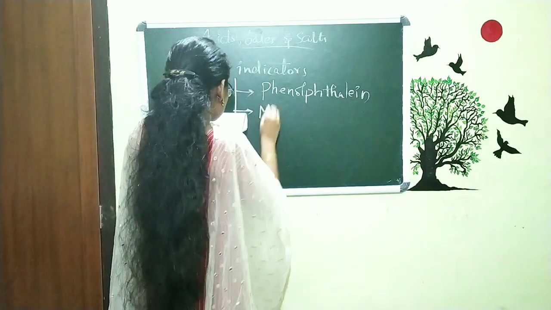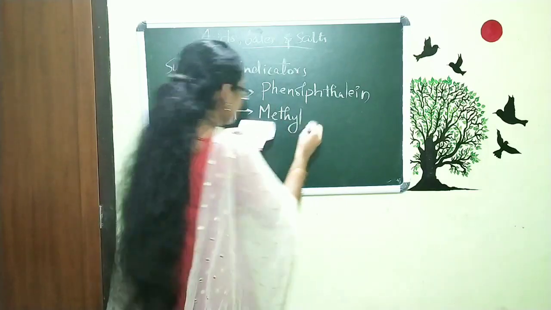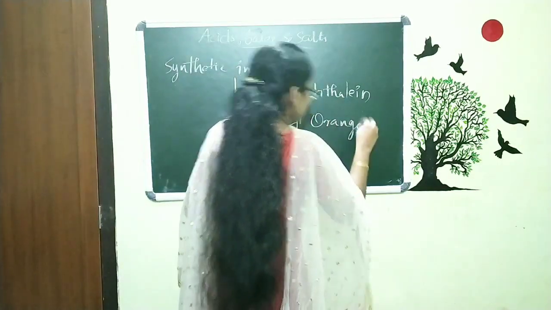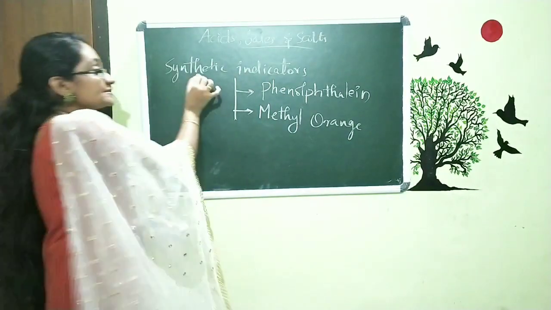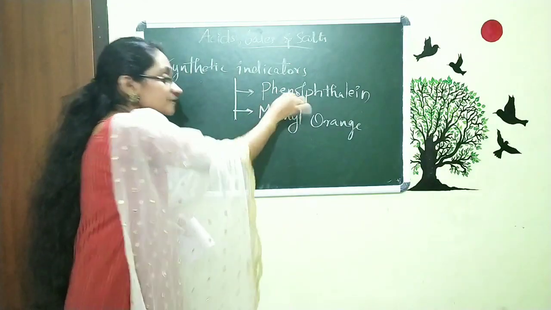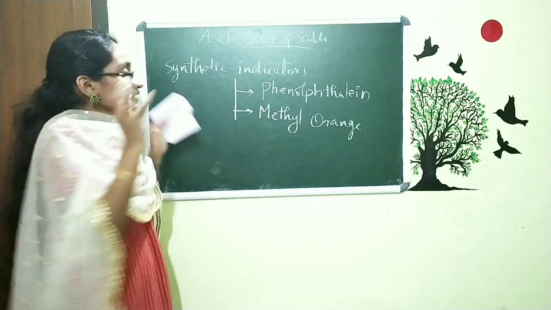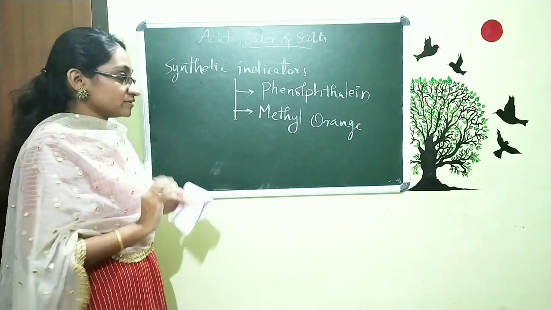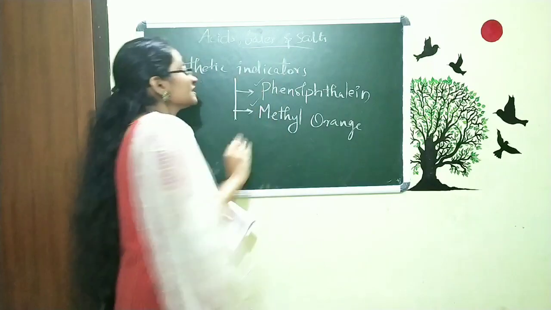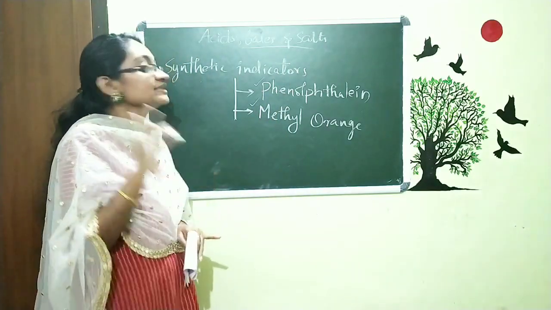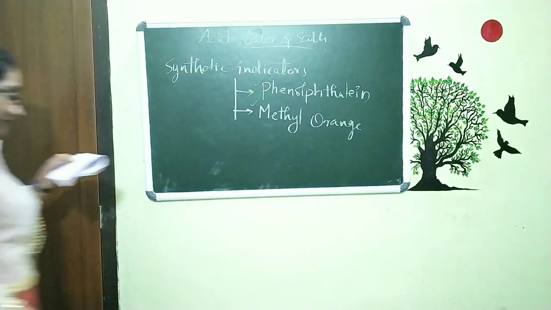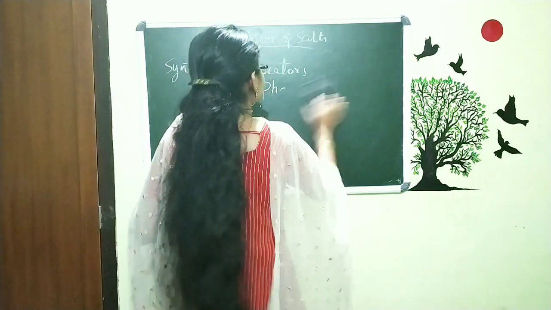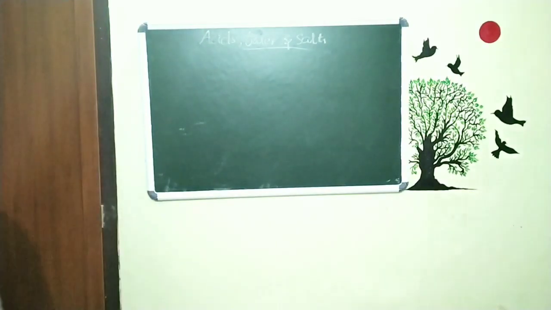The other one is methyl orange. So these are the two examples for synthetic indicators: phenolphthalein and methyl orange. The color difference we will discuss later. So now you just want to remember the names of phenolphthalein and methyl orange. Now we are going to study the chemical properties of acid and base.